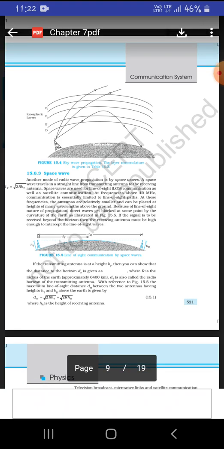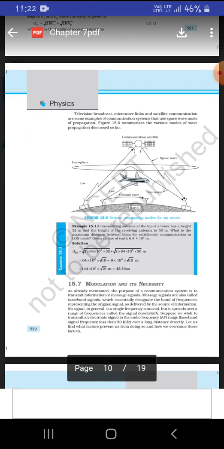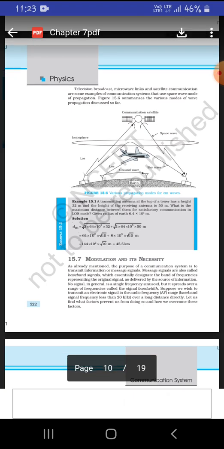And space waves: another mode of radio propagation is by space waves. A space wave travels in a straight line and receives the message from the antenna, and it has a frequency above 40 megahertz. We can establish communication, and the formula for it is dm = root 2hT plus root 2hR, the line-of-sight communication formula. Television broadcasting, microwave link, satellite communication and some other examples of communication systems use the space wave mode of propagation.